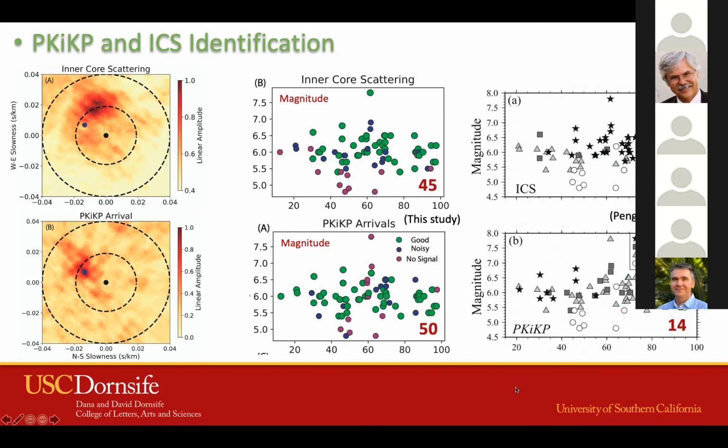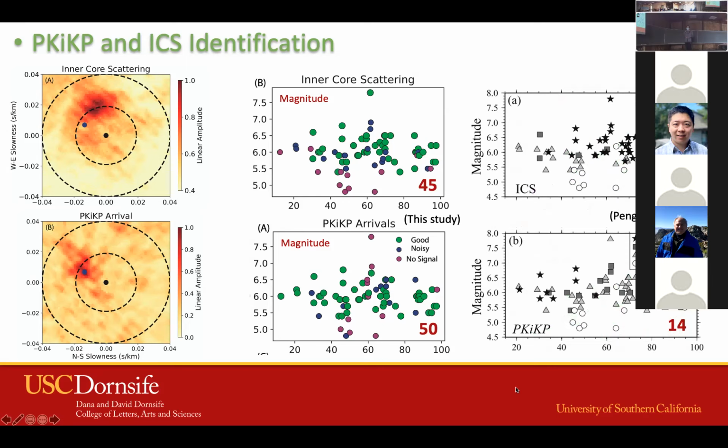When we compare with a previous study, we find that for the inner core scattering appearance, we just got one more event. But for the PK small IKP, we align the phase better than the previous study, because they directly did the beamforming and never did the static correction. So theirs is worse aligned, and they got fewer events. We got more events here.